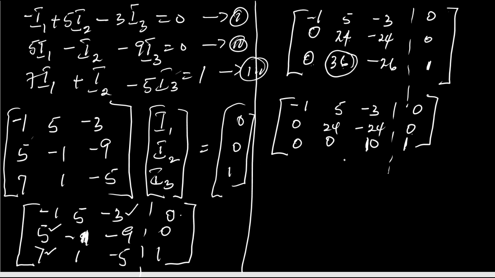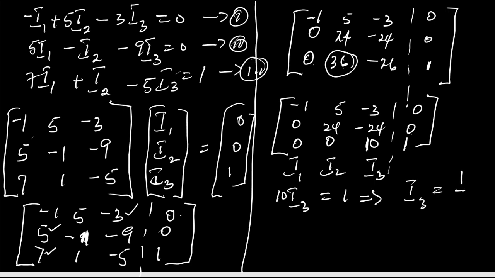Now, since I have my augmented matrix this way, here is the column for I1, this is the column for I2, this is the column for I3. So from the third row, we can say that 10 I3 is equal to 1, which implies that I3 is equal to 1 over 10 amps.